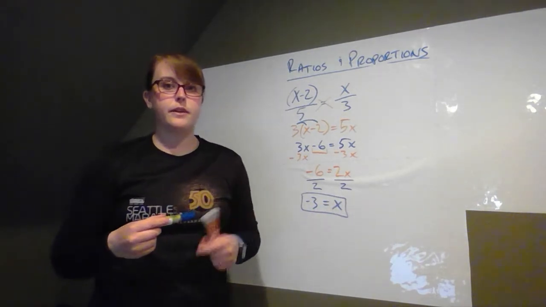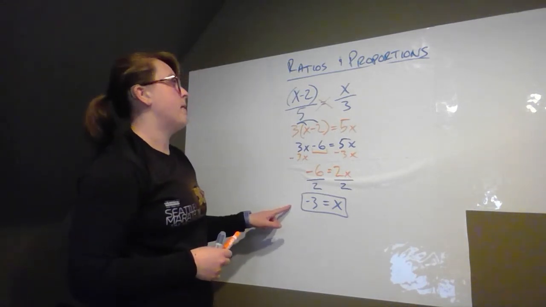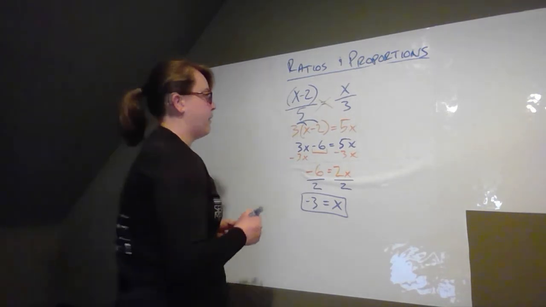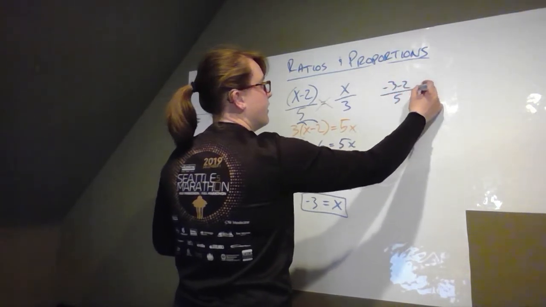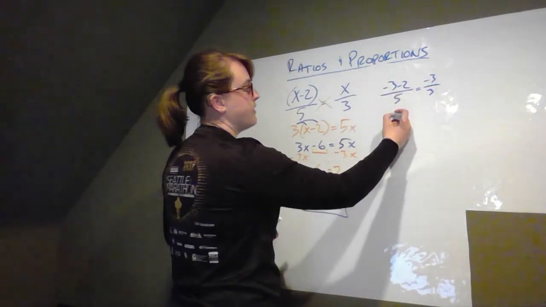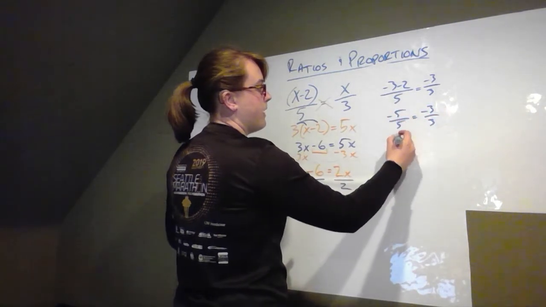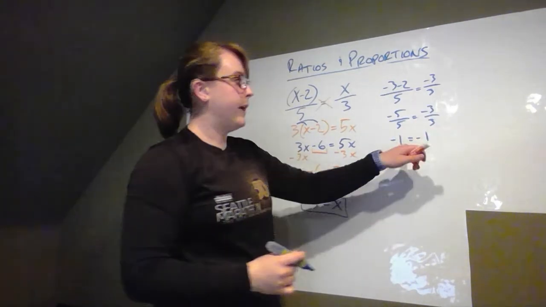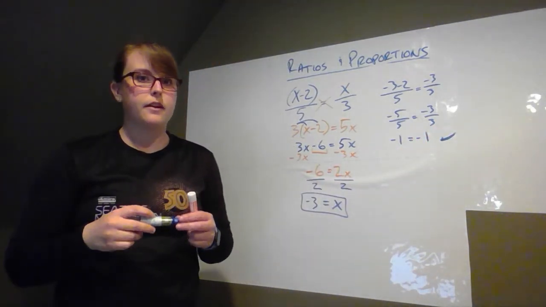And as always, when you're doing equations involving algebra and you solve for x, it's usually a good idea to go back and plug your number in and double check and make sure it works. In this case, what that would look like is negative 3 minus 2 over 5 equals negative 3 over 3. Negative 3 minus 2 is negative 5. Negative 5 divided by 5 is negative 1. Negative 3 divided by 3 is also negative 1. So we get a true statement here. So that is the correct answer.